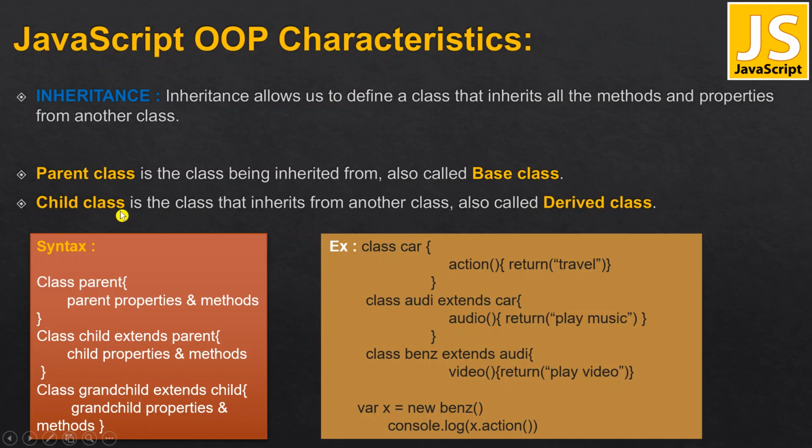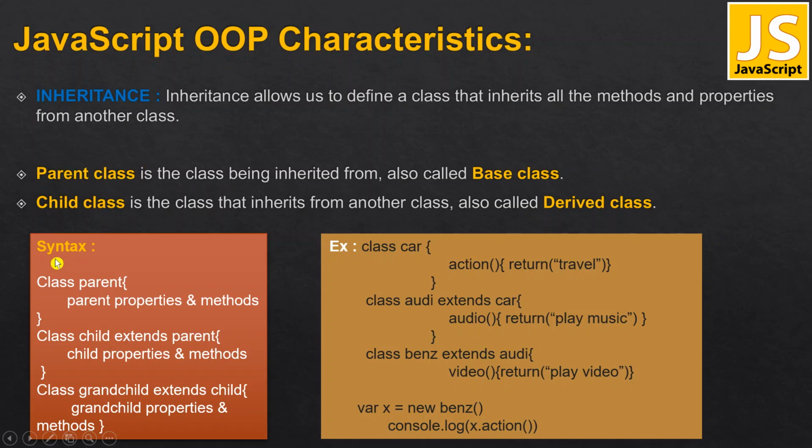The child class is the class that inherits from another class. It is also called the derived class. So for parent class and child class, the synonyms are base class and derived class. With any name you call, the internal meaning is the same, friends. So this child class will inherit the properties and methods of the class which is defined as the parent class.